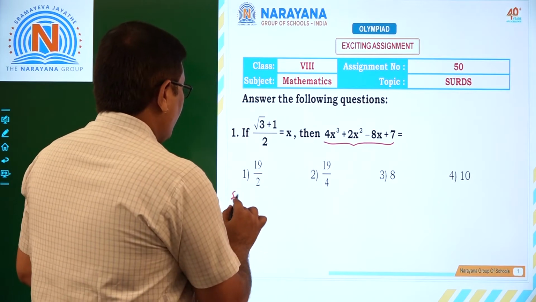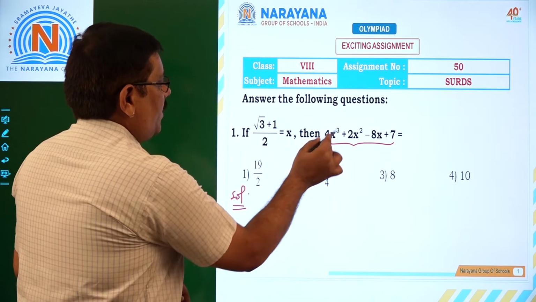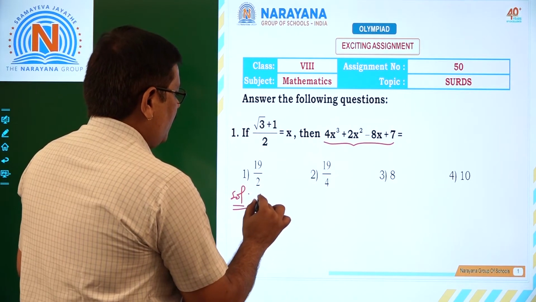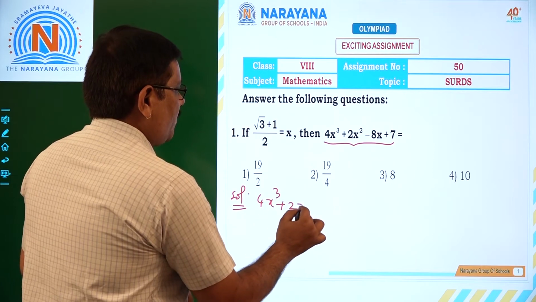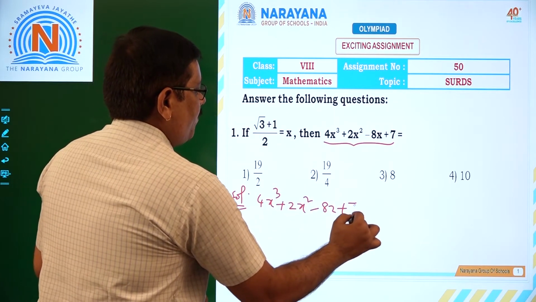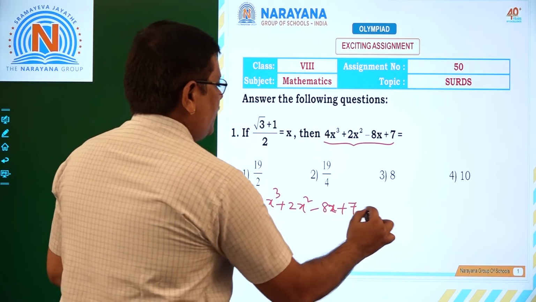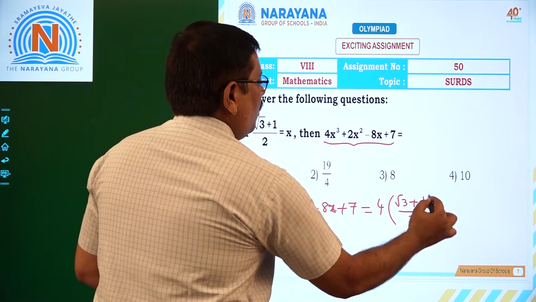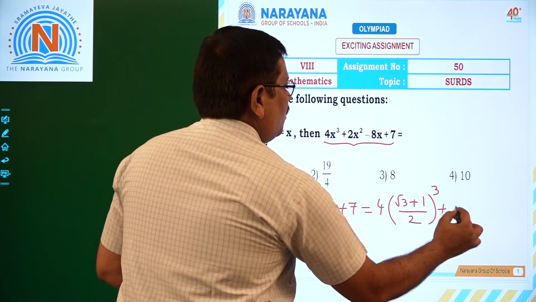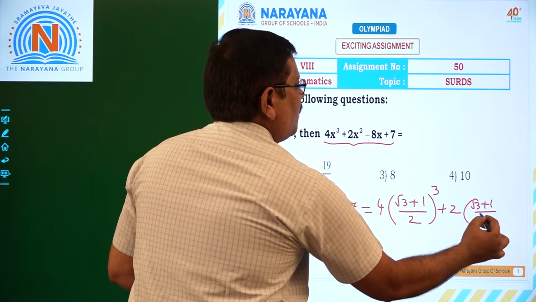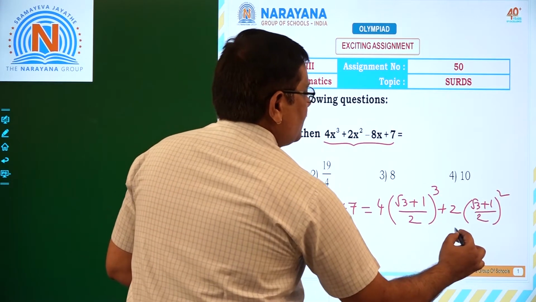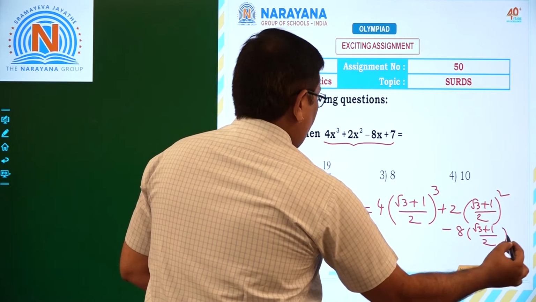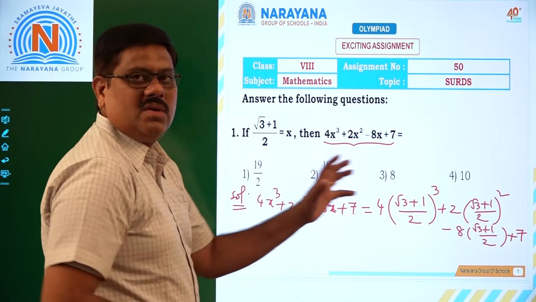Fine. Now let us see what x is for us. x is (root 3 plus 1) by 2. Then he is asking us to find out 4x cube plus 2x square minus 8x plus 7. Let us try to find that first. That is going to be 4 times ((root 3 plus 1) by 2) whole cube, plus 2 times ((root 3 plus 1) by 2) whole square, minus 8 times x, that is 8 times (root 3 plus 1) by 2, then plus 7. This is what we have to simplify.